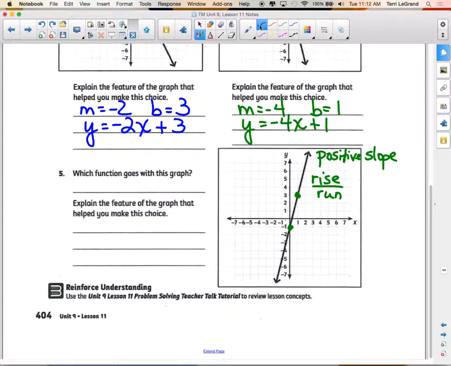So, how about we go from the bottom point up this time? How much do we have to go up? Count for me. How much? 4, yep, plus 4. We go up 4 and over how much? Plus 1. So our rise is 4, and a run of 1. 4 over 1 is 4. So m equals 4.